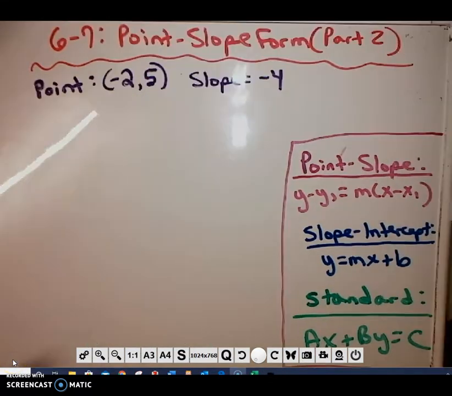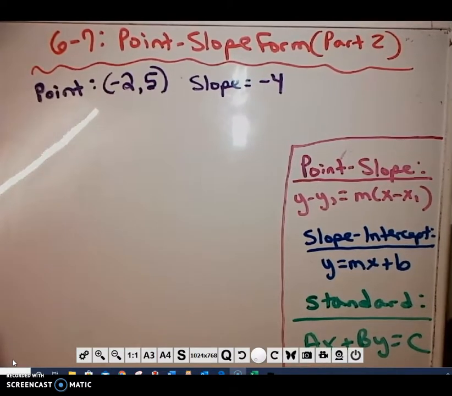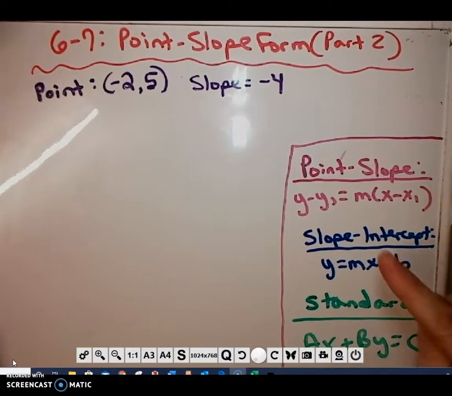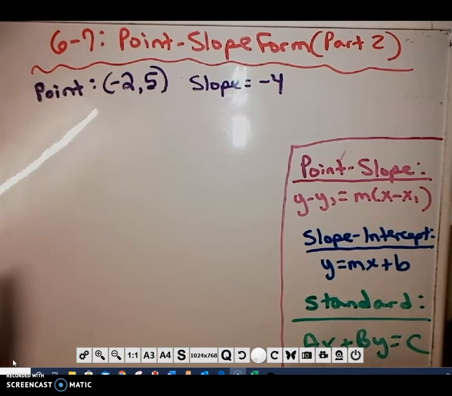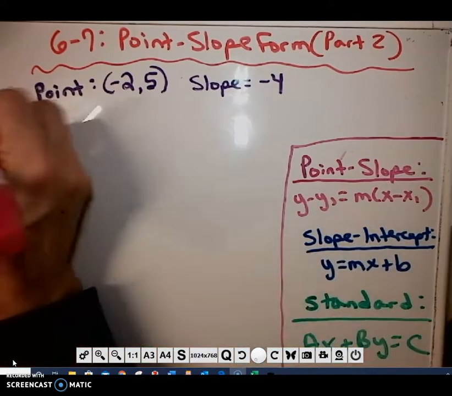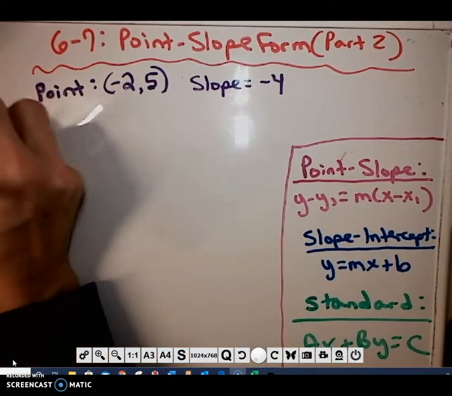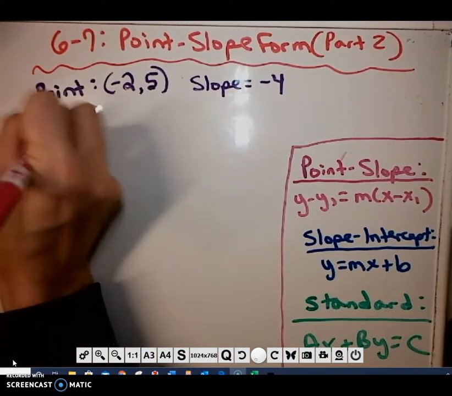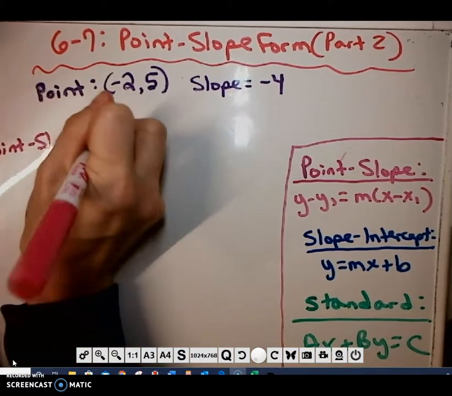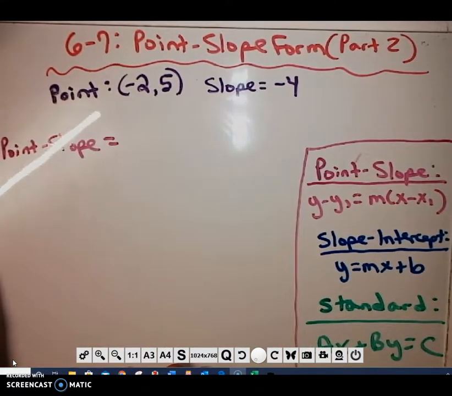Okay, for my next example, I want to know the name of the line that runs through the point negative 2, 5 and has a slope of negative 4. So I want to write the name of this line in point slope form, in slope-intercept form, and in standard form. So step 1, we're going to first write it in point slope form.